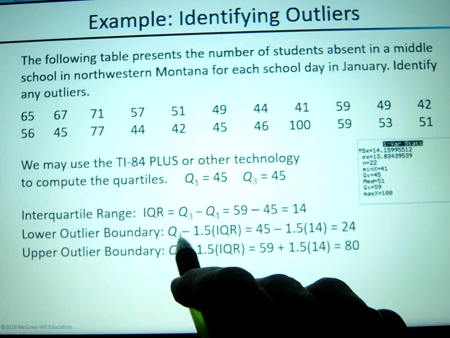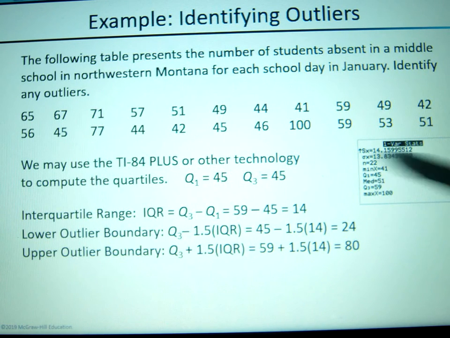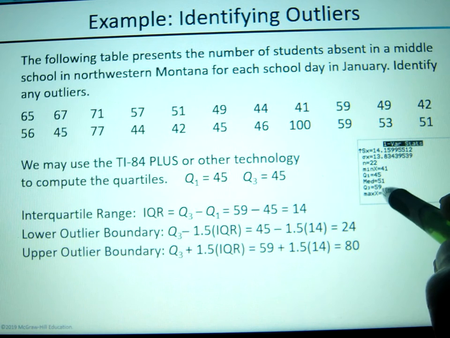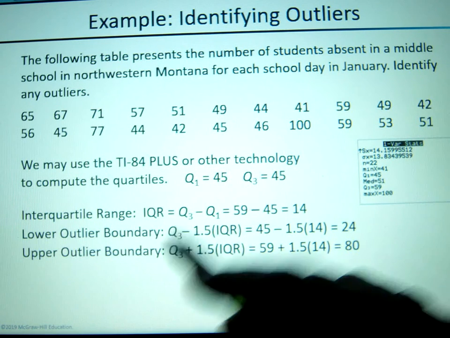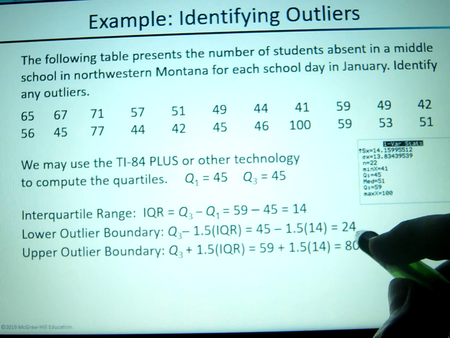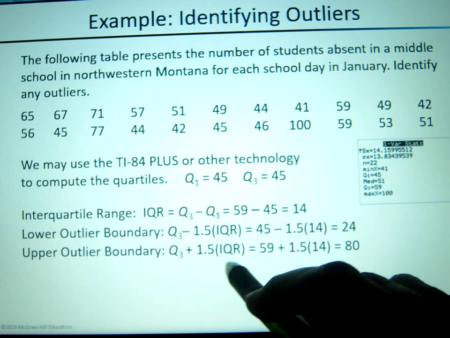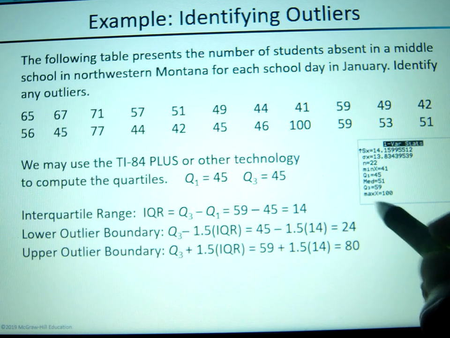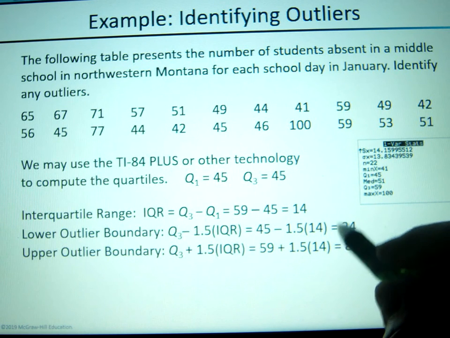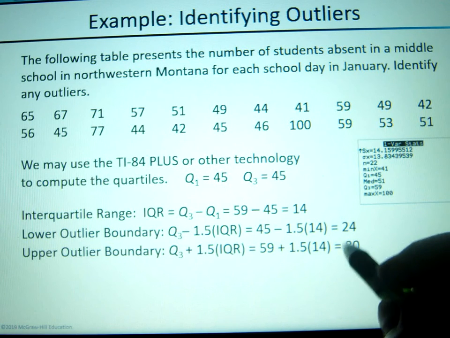And also up here, you're going to want to correct it where it says Q3. That should be 59. Okay, at any rate, so now you have 45 minus 1.5 times 14, which is 24. And then you take 59 plus 1.5 times 14 and you get 80. So what this means is if you have anything below 24 in your data set, you can consider that an outlier. And if you have anything above 80 in your data set, you can consider that an outlier.